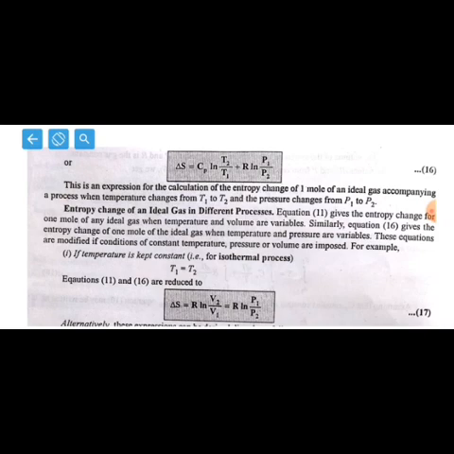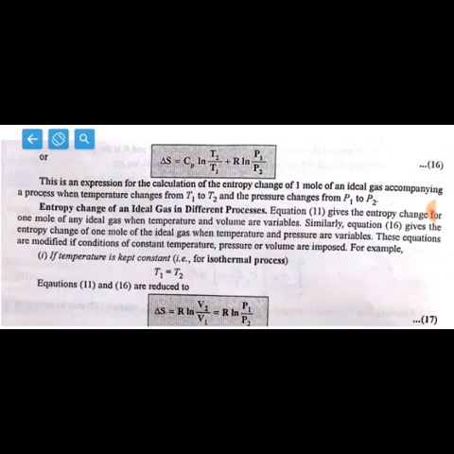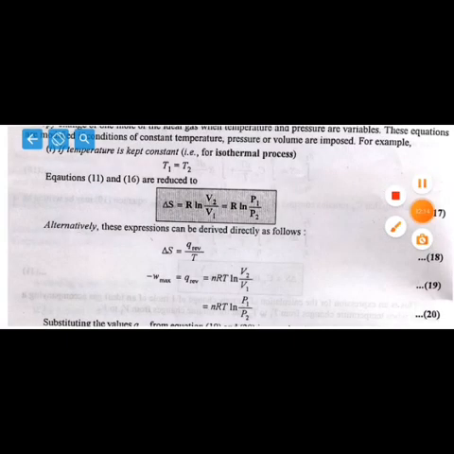Entropy change of an ideal gas in different processes. Equation 11 gives the entropy change for 1 mole of the ideal gas when temperature and volume are variable. Similarly, equation 16 gives the entropy change of 1 mole of the ideal gas when temperature and pressure are variables. These equations are modified if conditions of constant temperature, pressure or volume are imposed. For example, first, if temperature is kept constant for an isothermal process, T1 is equal to T2. Equations 11 and 16 are reduced to delta S is equal to R ln of V2 by V1 is equal to R ln of P1 by P2.